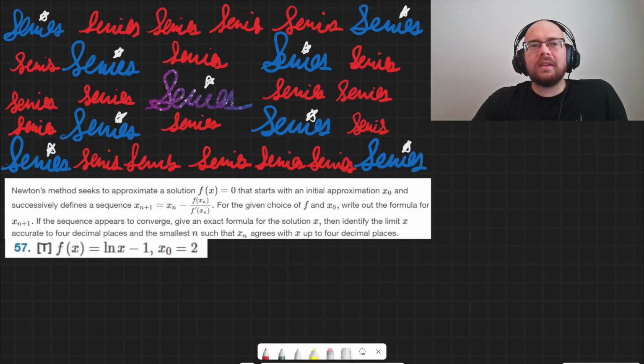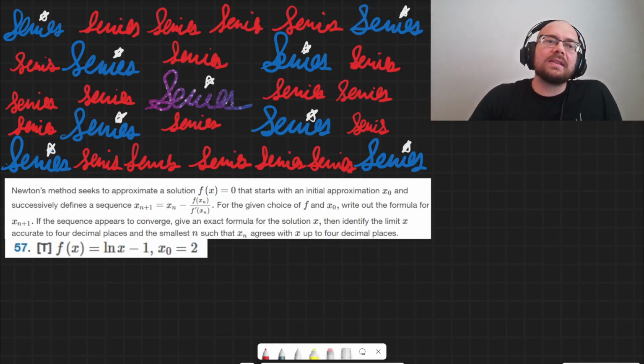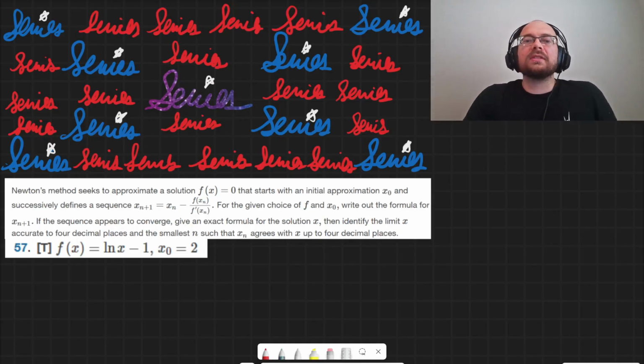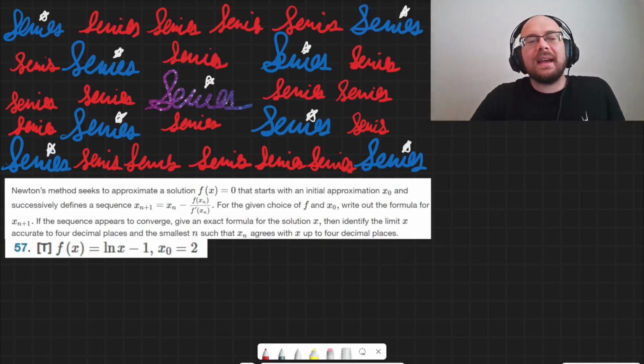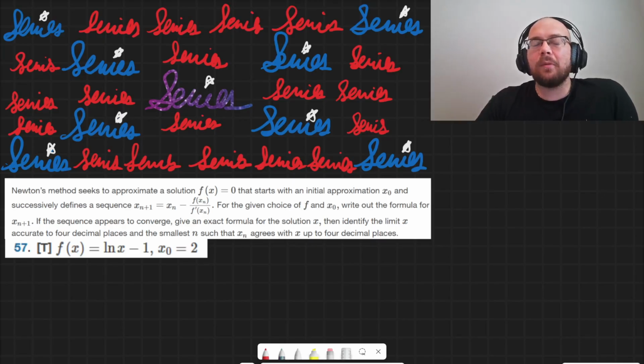Newton's method seeks to approximate the solution of f of x equals 0 and starts with an initial approximation x sub 0, or x naught, and successively defines a sequence x sub n plus 1 equals x sub n minus f of x sub n over f prime of x sub n. For the given choice of f and x naught, write out the formula for x sub n plus 1. If the sequence appears to converge, give an exact formula for the solution x, then identify the limit x accurate to 4 decimal places and the smallest n such that x sub n agrees with x up to 4 decimal places.